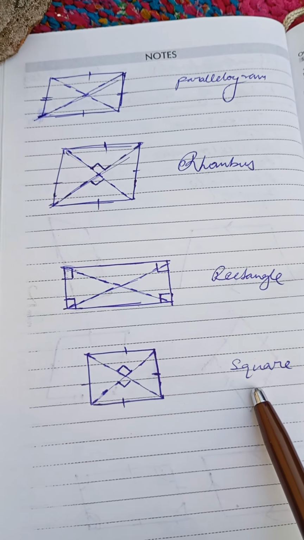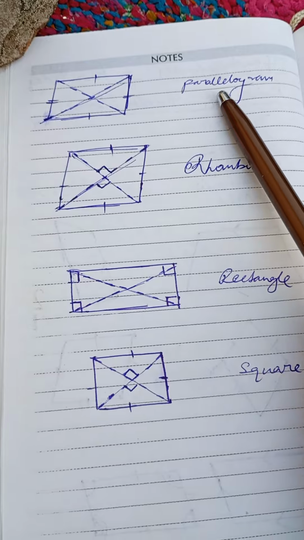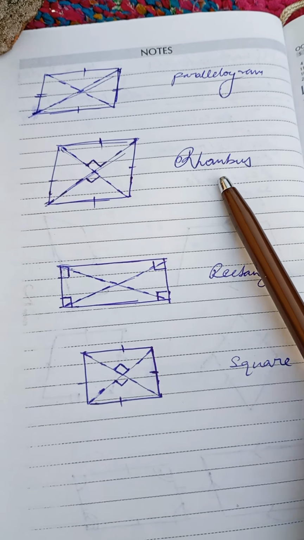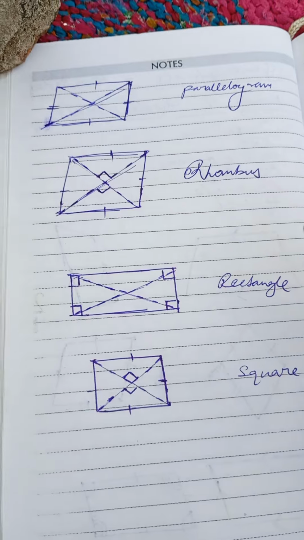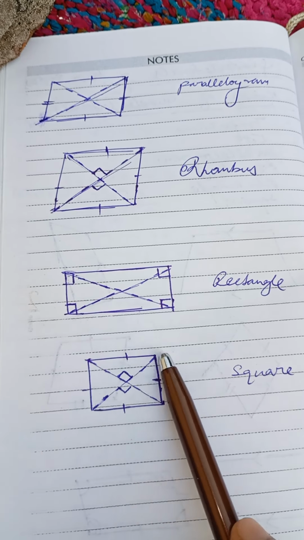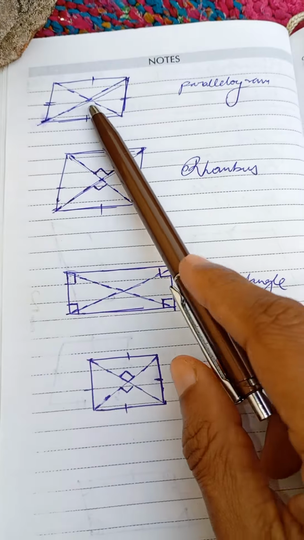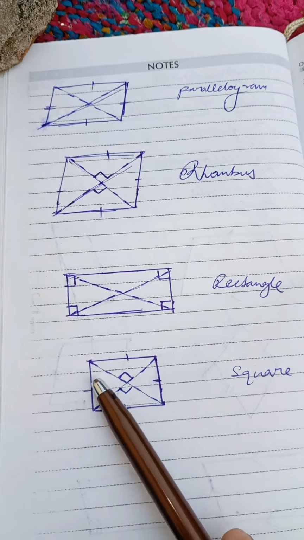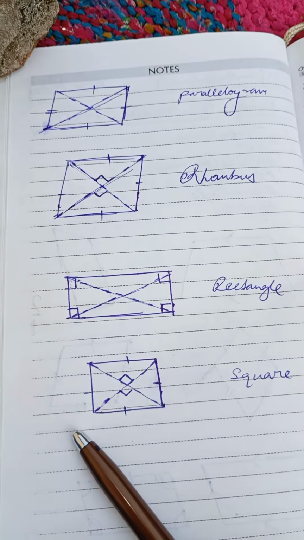Square. Square is a special kind of parallelogram and can also be said to be a special kind of rhombus. So what is the difference between parallelogram and square? So a square is a parallelogram having all the sides equal. So in a parallelogram opposite angles are equal. Here also opposite angles are equal, but here all the angles are equal.